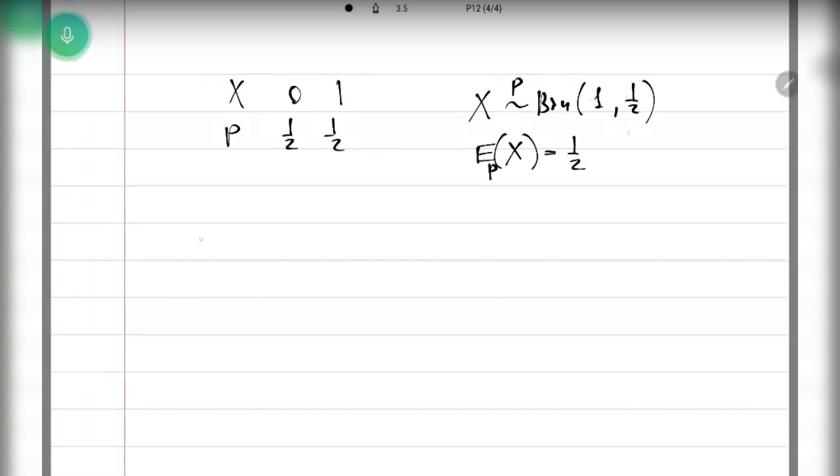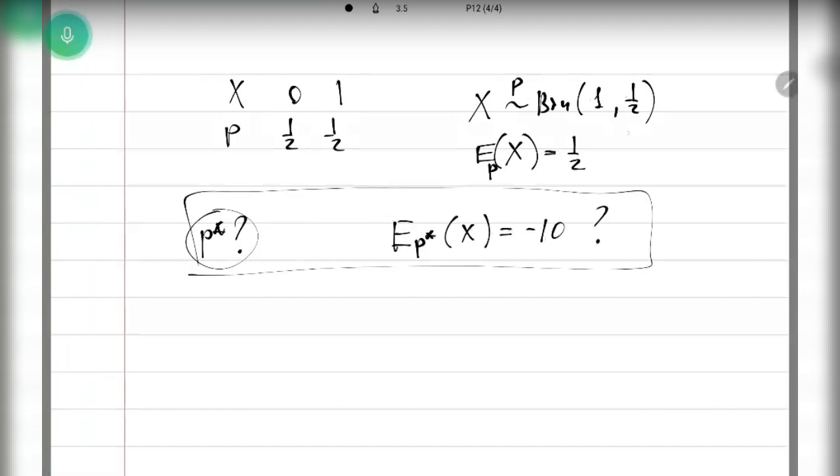And my question: can you create a probability measure P star such that the expected value of X is equal to -10? Can you create such a probability? The obvious answer is no. You can't create such a probability, because even though you are free to introduce anything you like, you will never obtain the expected value -10.